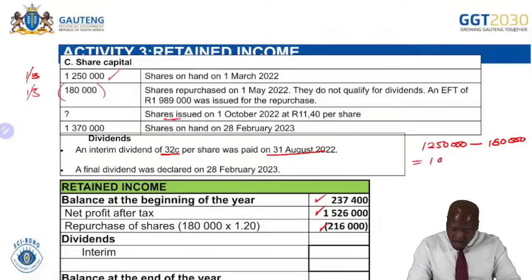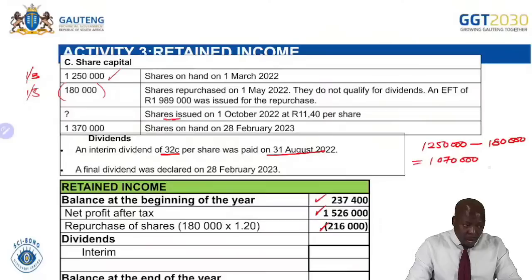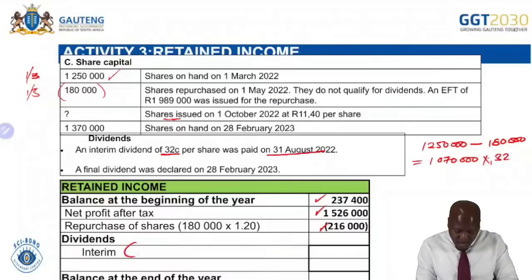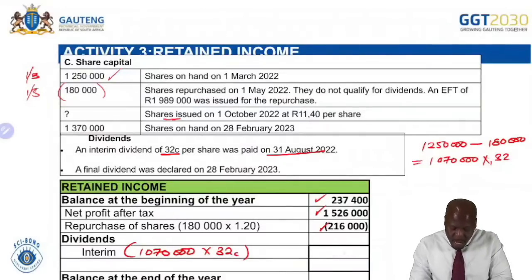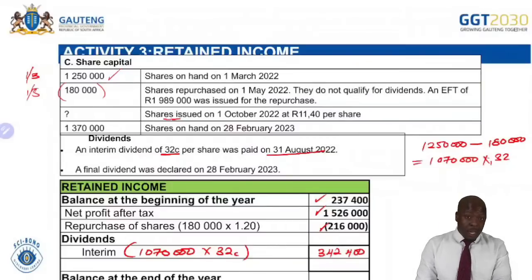1,070,000. You are correct. So we get 1,070,000 shares. Now I want to know what was the dividend per share: 32 cents. I want to encourage you to show your calculations here. So you say 1,070,000 multiplied by your 32 cents. And how much do you get? You get 342,400. That is what we end up with on the interim dividends.